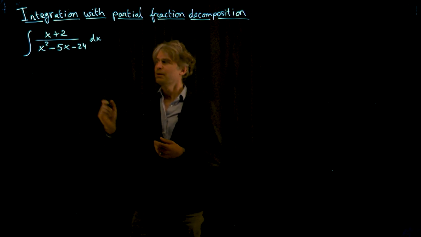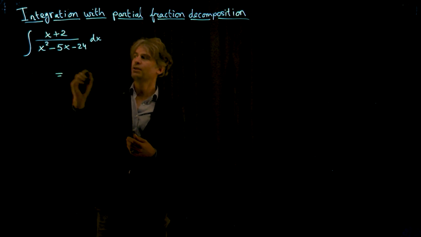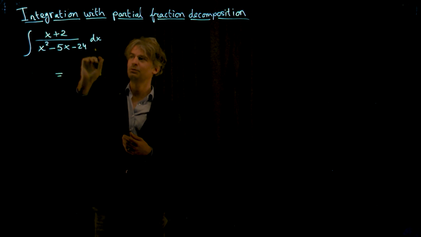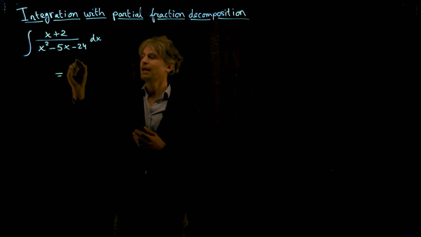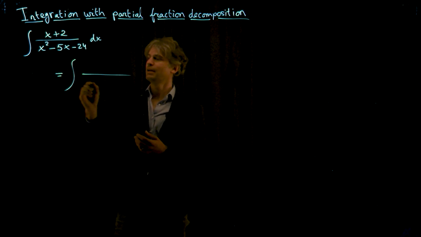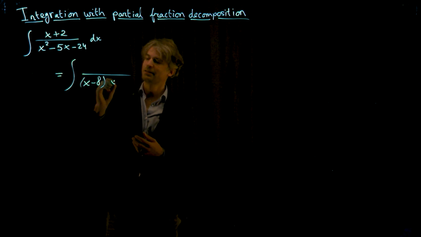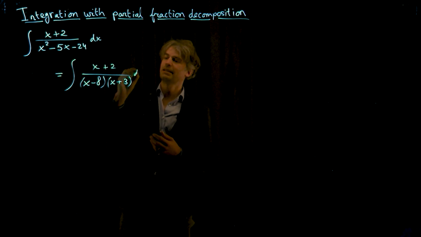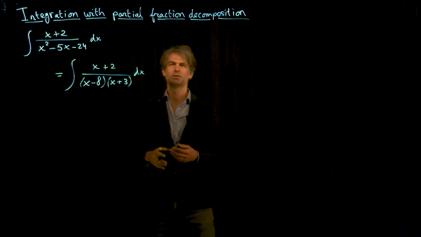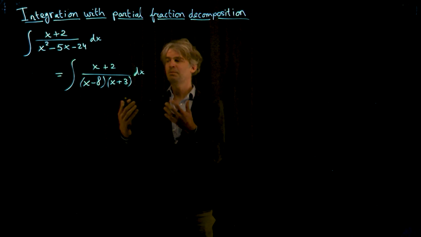So the first step will be to decompose the denominator. In this case, I can see 24 is 8 times 3, and I can decompose this whole thing as x minus 8 times x plus 3. Nothing has happened in the numerator, so there you go, dx. This is the very first step. So far, of course, this doesn't help you at all in trying to integrate this thing. We have to come up with something else.